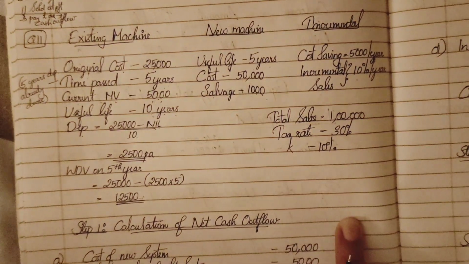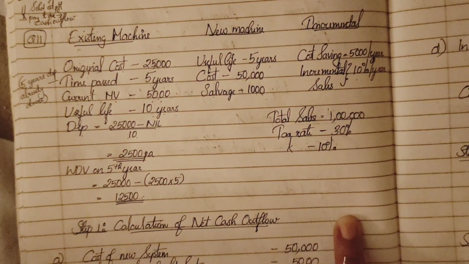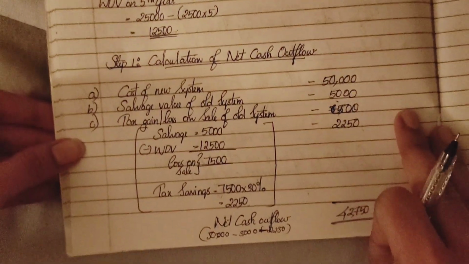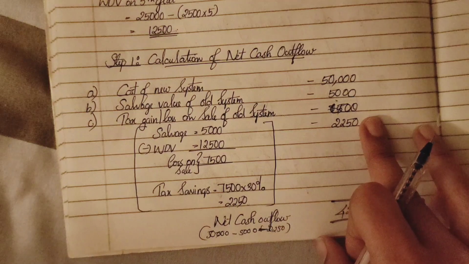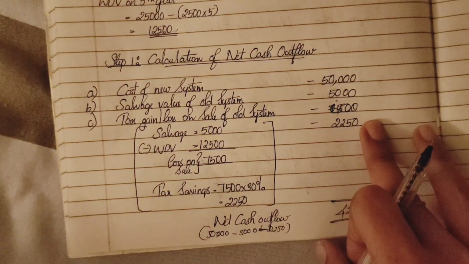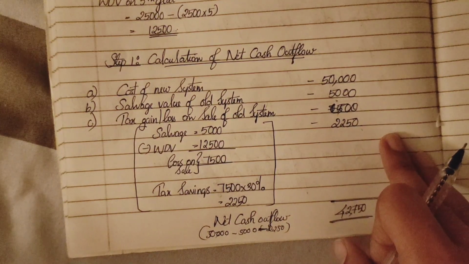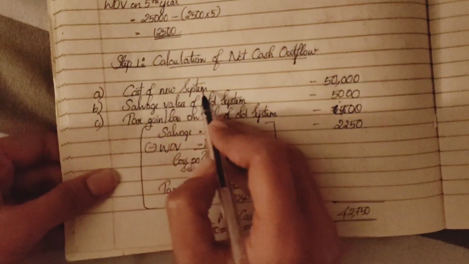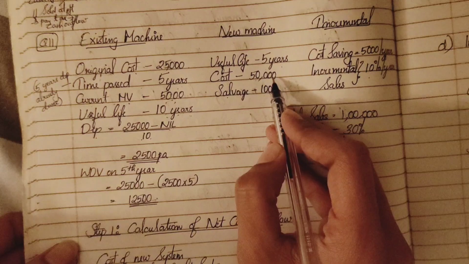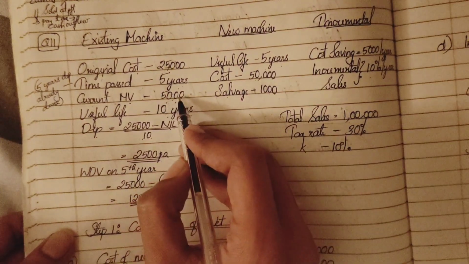So there are 3 steps to compute this incremental NPV. First step is calculation of net cash outflow. From the cost of purchasing the new asset, the new computer, we subtract the salvage value received on selling the old computer. Then if there is any tax gain or loss on sale of the old system, we can add or subtract: if there is a tax gain, subtract it; if there is a tax loss, add it. So cost of new system is 50,000 minus salvage value of old system is 5,000.